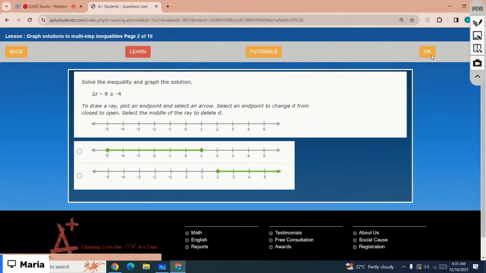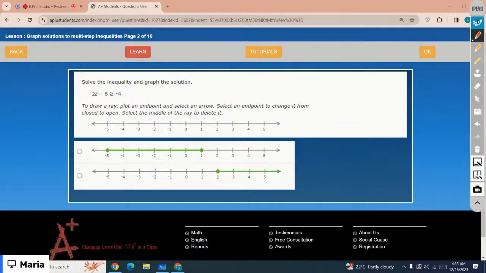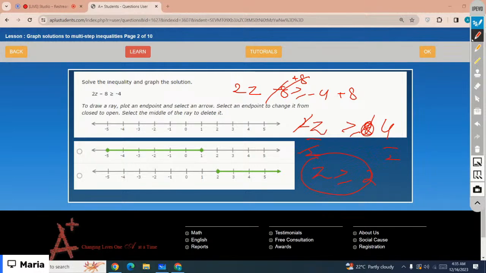Okay, the next one is solve the inequality and graph the solution. First, let's just solve. Move negative 8 to the other side, so it would be 2z minus 8 is greater than or equal to negative 4. Add 8 to both sides, right? So negative 8 plus 8 is 0. You are left with 2z greater than or equal to 8 minus 4, which is 4. Now divide both sides by 2. So that means z is greater than or equal to 2, right? So which is the graph of the inequality?